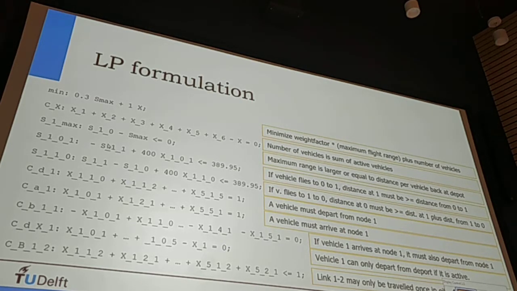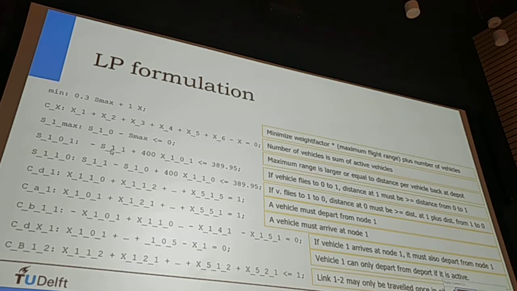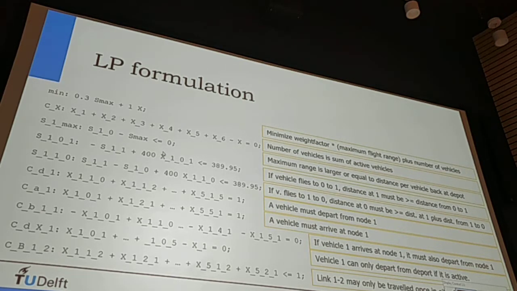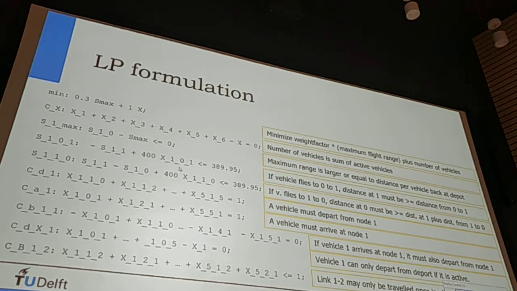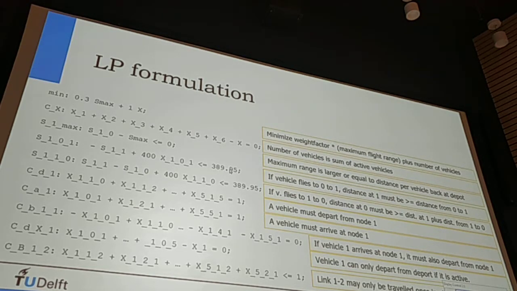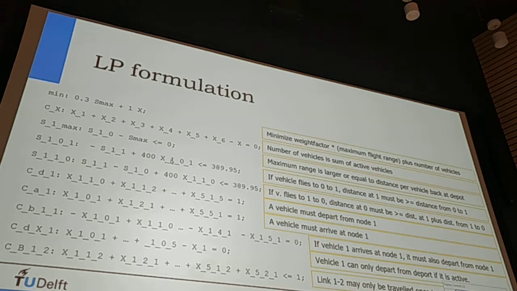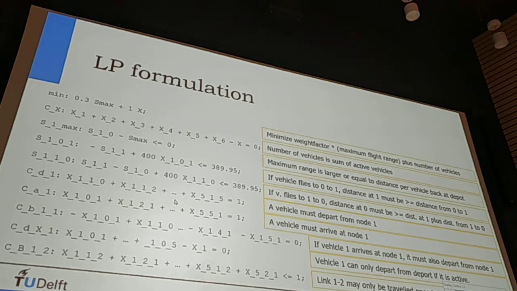Well, here basically what we have is that if a vehicle decides to fly a certain route, then this S11 is again the time, or the range in this case, at node 1 for vehicle 1, and it has to be less or equal to a certain number. So if x101 is equal to 1, then minus S11 has to be smaller or equal to minus, what is it, about 10.05. And if this is 0, then this will always suffice. So this is more or less an OR constraint.